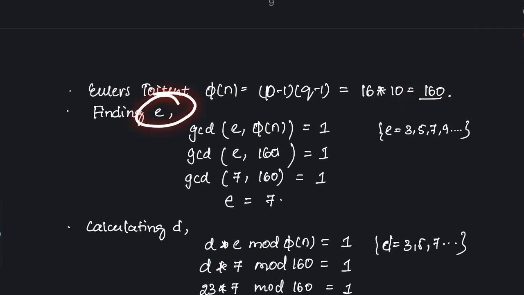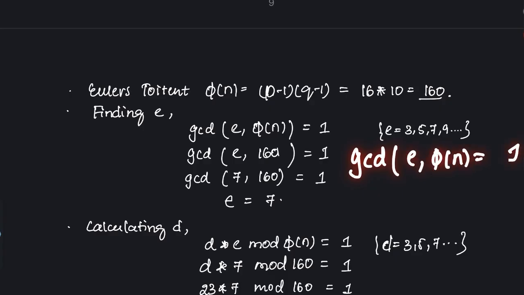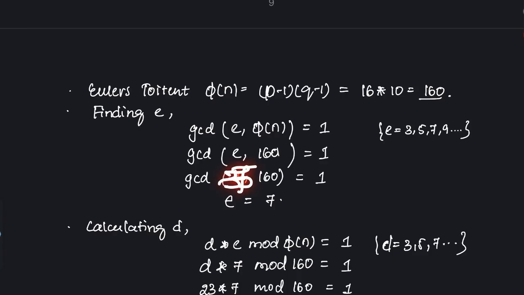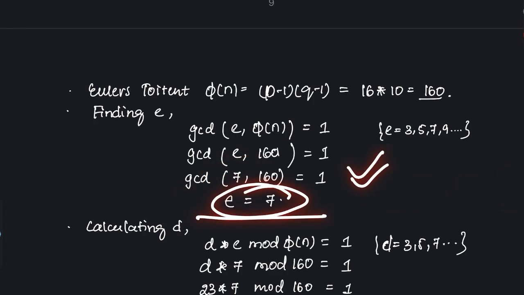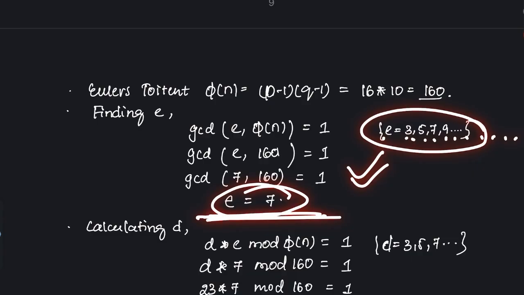Next, I have to calculate the public key. GCD of E comma phi of n is equal to 1. So here GCD of E comma 160 should be equal to 1. Now I'll check by substituting 3 here, 5 here and 7 here. When I substitute 7, I get GCD of 7 and 160 as 1. So this 7 is fitting properly. Again, trial and error: start from E is equal to 3, 5, 7, 9, 11, 13 and so on. Okay, so E is 7 here.